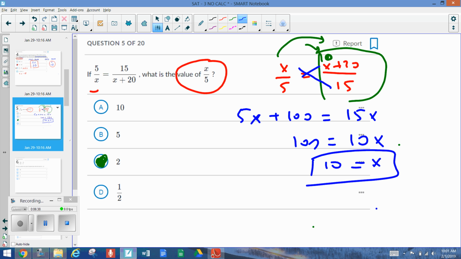When you plug it in, 20 plus 10 is equal to 30. 30 divided by 15 equals 10 over 5. There you go. That works. Great job. Great participation. Next question.